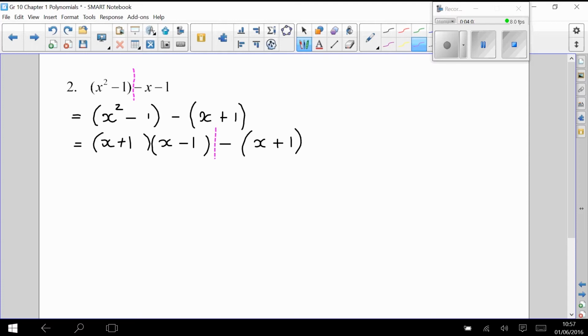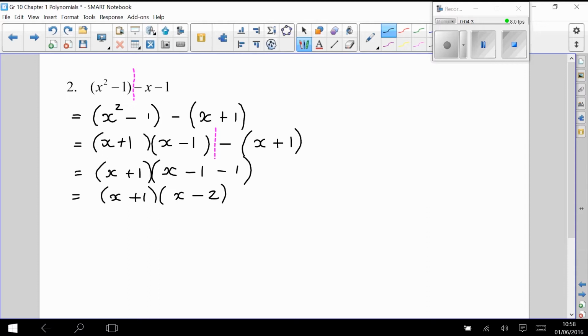Now if I draw in my pink line again, you can see between the left and the right of that open minus sign, there is in fact a bracket factor of x plus 1 that is common to both terms. I take it out, and I'm left with x minus 1 from the left minus another one from the right. And now if I simplify that last bracket, I have x minus 2 in my second bracket. So fully factorized, that original expression is now x plus 1, x minus 2.